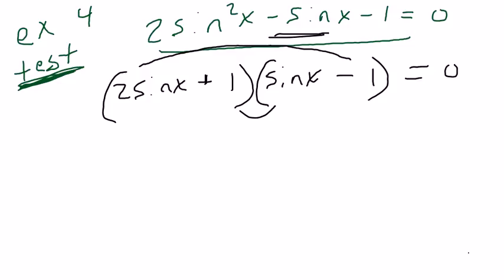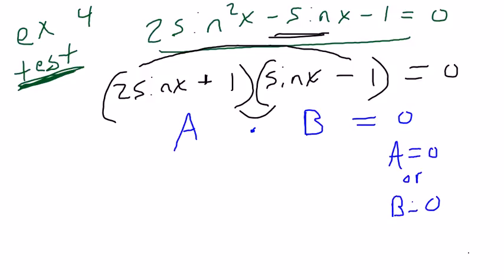Okay, so now we have this magical thing in math, which means that a times b equals 0. There's only three different ways that this can occur. A could equal 0, or b could equal 0, or they both could be 0. But at least one of them has to be 0.